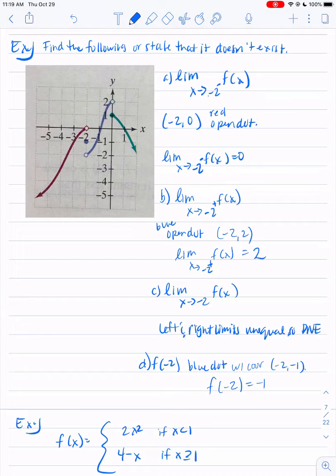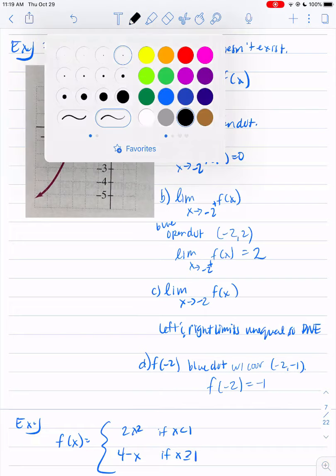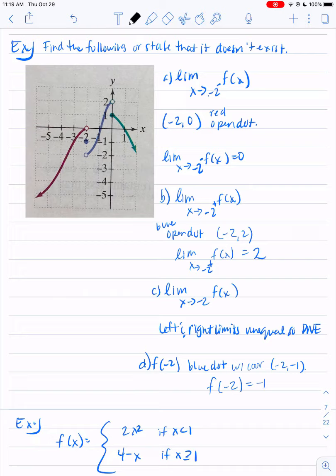Okay, so in this example, we're going to find the following or state that it doesn't exist. For our first one, we have the limit as x approaches negative 2 from the left. This whole graph is f of x. So if I'm coming from the left, I'm coming from this side. And I have that negative 2, 0 is the red open dot. And so the limit as x approaches negative 2 from the left of f of x is going to be 0. It's going to be this value here, our y value.